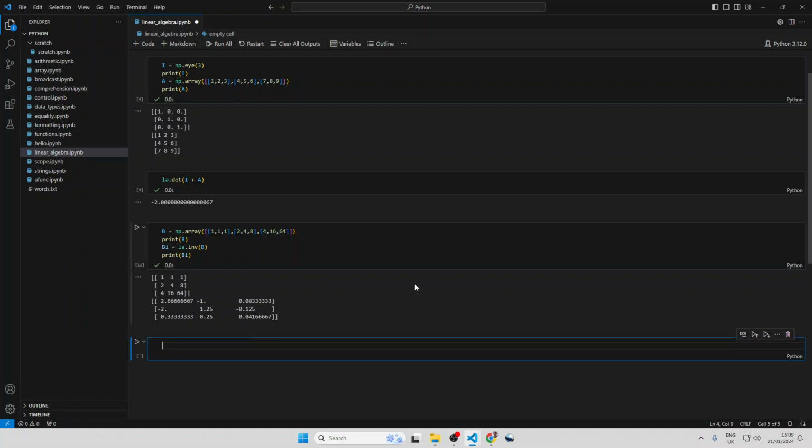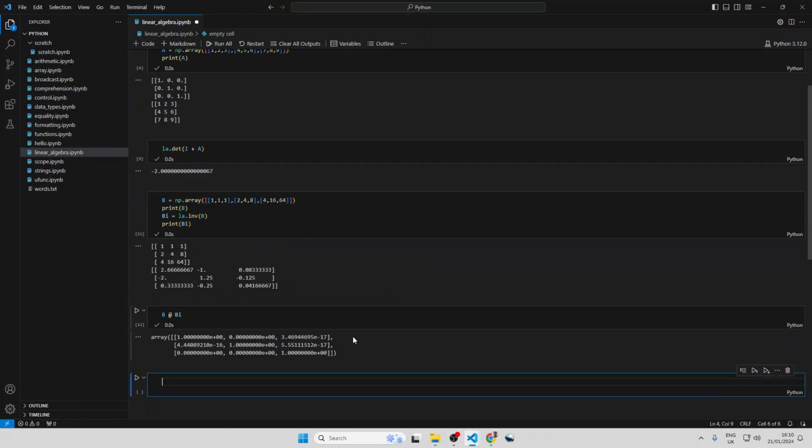Okay, so let's check that it actually did this all right. Remember, what's the definition of the inverse? The point is that B times B inverse should be the identity matrix. Remember the correct syntax for matrix multiplication in Python is the @ sign. So we do B @ BI, and that gives us this matrix here.